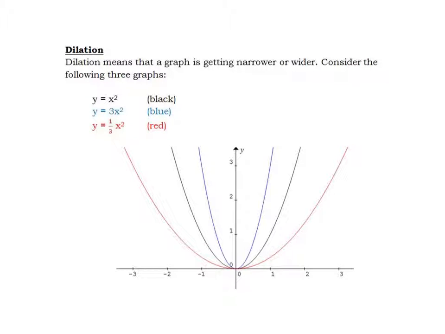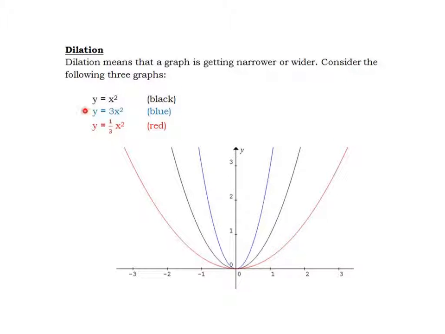Now, I've color-coded these graphs as we go. If you've printed them out in black and white, you might like to highlight them or color-code them as we go through it. So the first thing we're looking at is something called a dilation. When something's dilated, it's either getting narrower or wider. So we've got our basic graph here, y equals x squared.